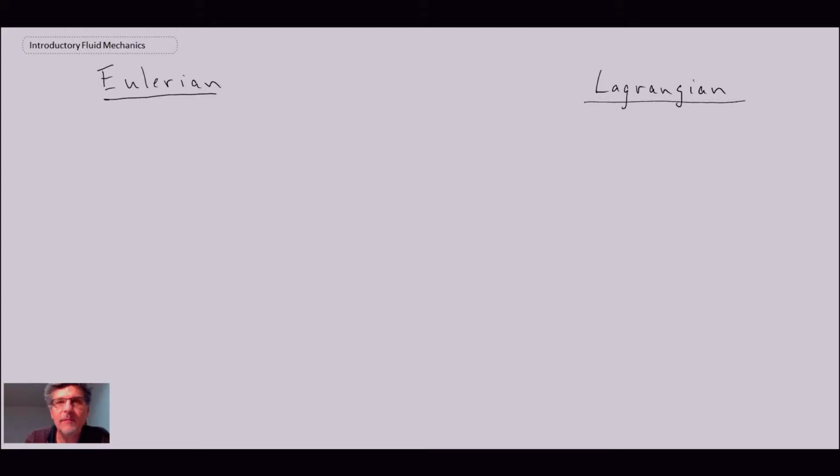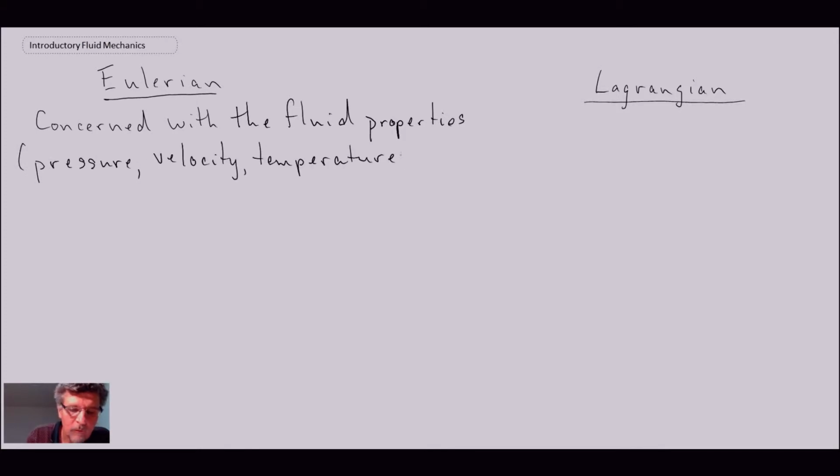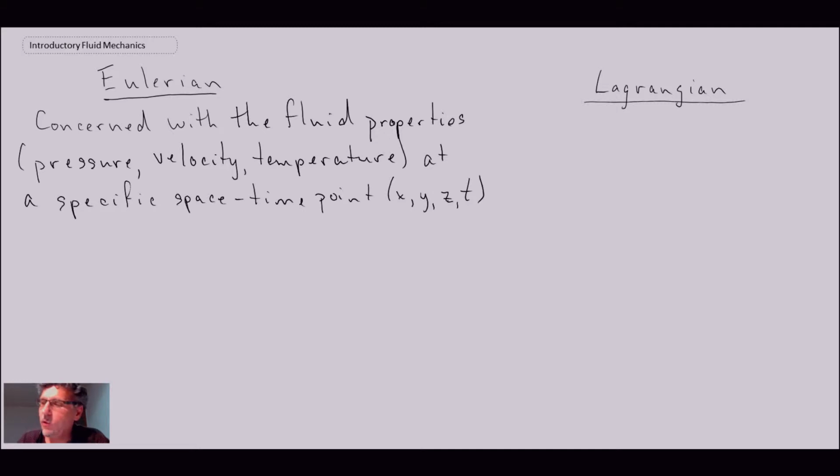And this is typically concerned with fluid properties at a given point within the spatial domain. So that is the Eulerian perspective, and we contrast that with the Lagrangian, which is more concerned with a particular particle as it moves through space and time.